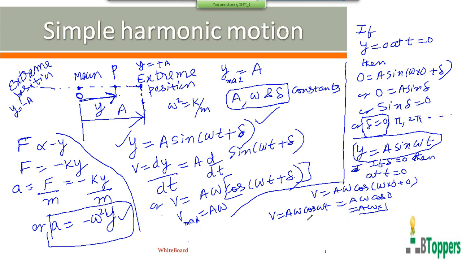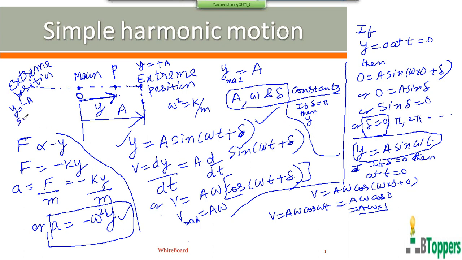Suppose we start counting time when the particle is at the mean position, but its velocity is directed in the negative direction, then at t equal to 0, v will be negative. That means you consider the second solution, delta equal to pi. So if you take delta equal to pi in this equation, you get y equal to sine omega t plus pi.